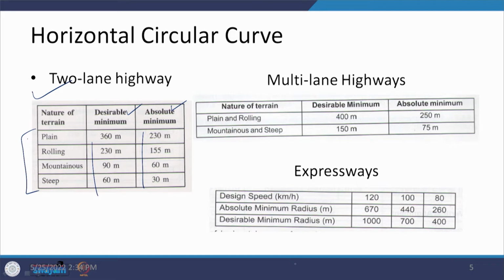If it is going to be less than this, then it means we have to restrict the speed.